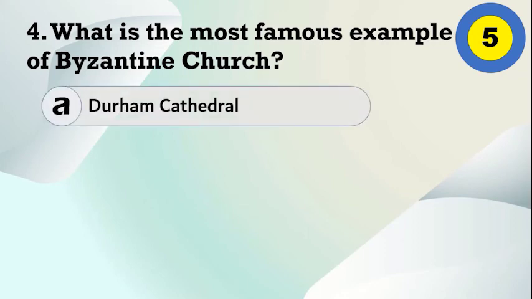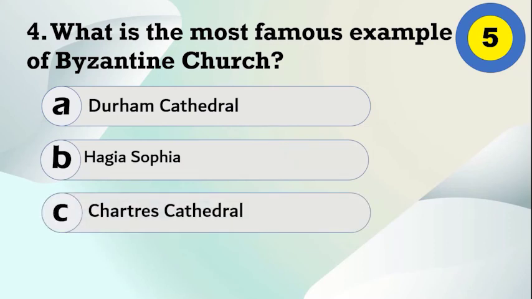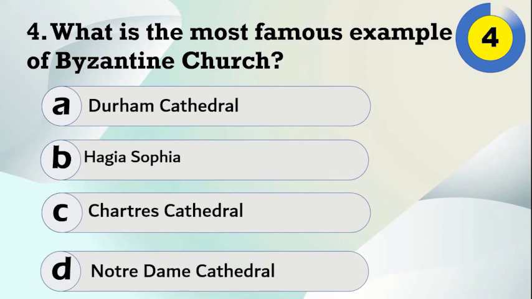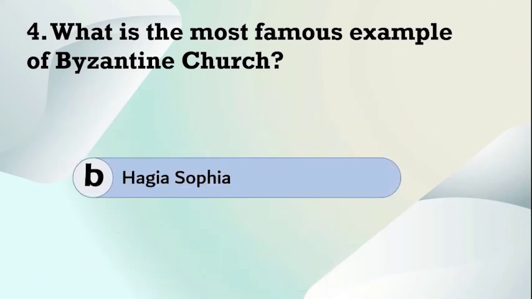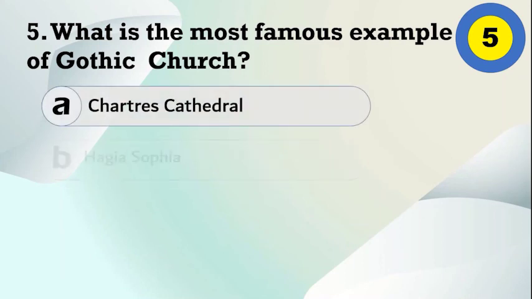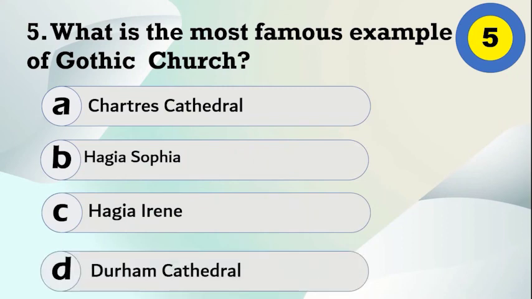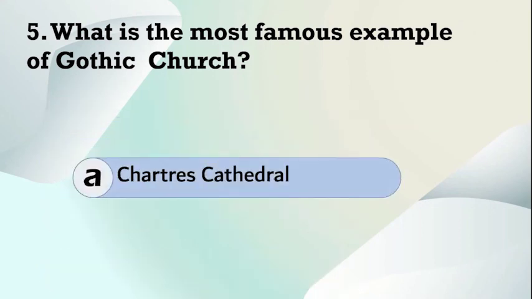A. Durham Cathedral, B. Hagia Sophia, C. Chartres Cathedral, D. Notre Dame Cathedral. If you answered B, that's correct. Very good. Number 5. What is the most famous example of Gothic church? A. Chartres Cathedral, B. Hagia Sophia, C. Hagia Irene, D. Durham Cathedral. If you answered A, that's correct.